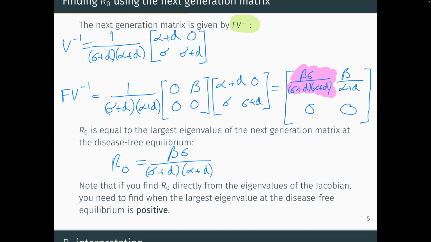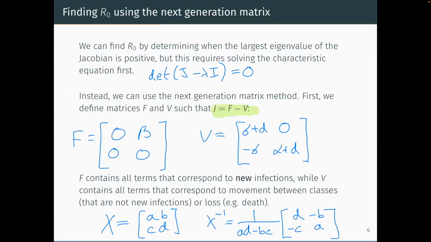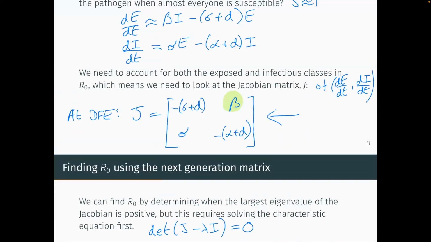Okay, just an important distinction here. When we're finding our R0 directly from the eigenvalues of the Jacobian, which I'll leave as an exercise if you want, find the eigenvalues of this and then see when they're positive. And then from that, work out your R naught. But remember, your R naught is always determined by this threshold of being greater than 1 or less than 1, right? So you need to essentially rearrange your eigenvalues so that you get R naught is equal to something which is greater than 1. Okay.